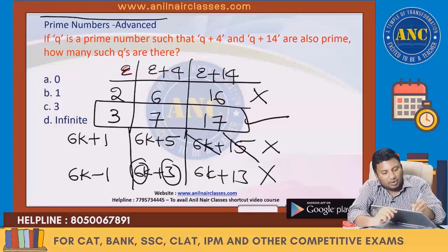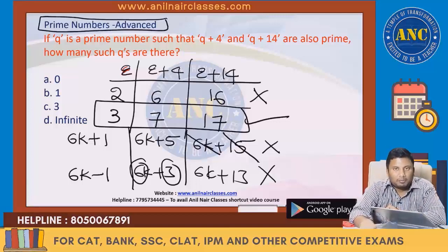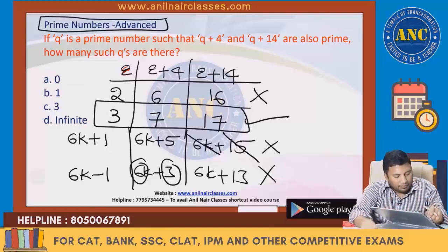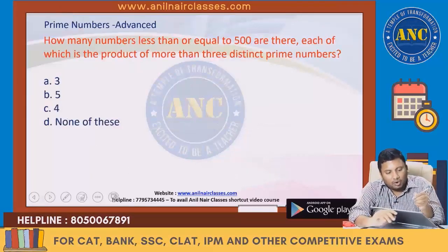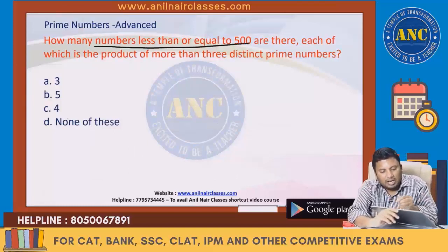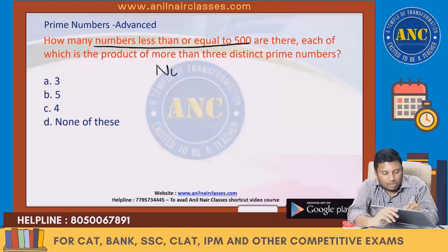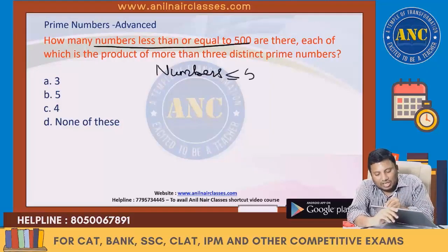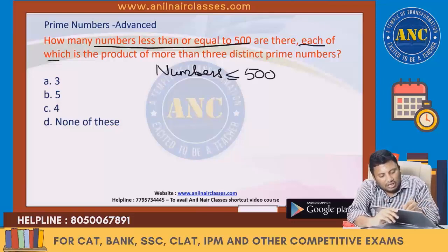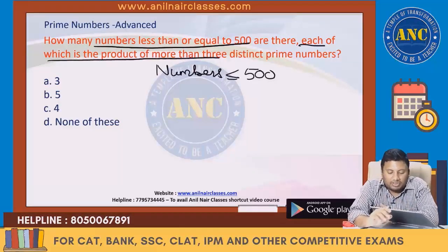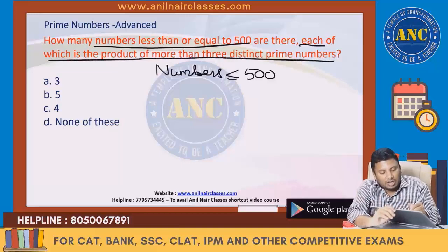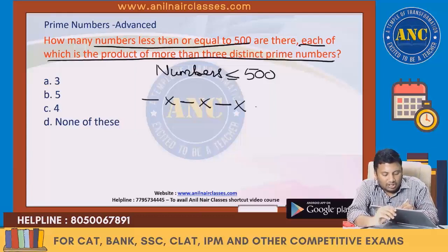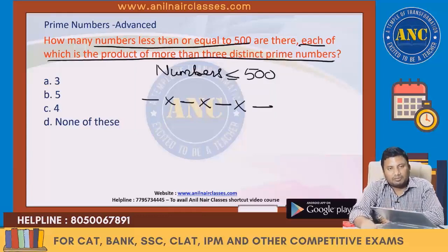Prime numbers advanced session 4. I hope this idea is clear. Now, how many questions are left? How many numbers are there less than or equivalent to 500 such that each of which is the product of more than 3 distinct prime numbers? More than 3 means there should be 4 prime numbers.